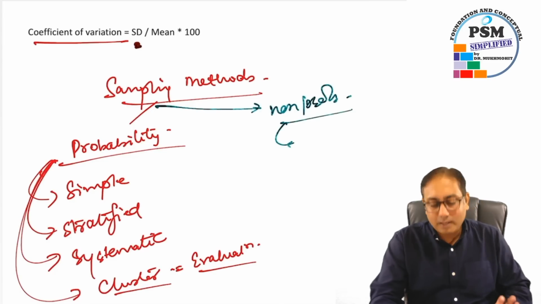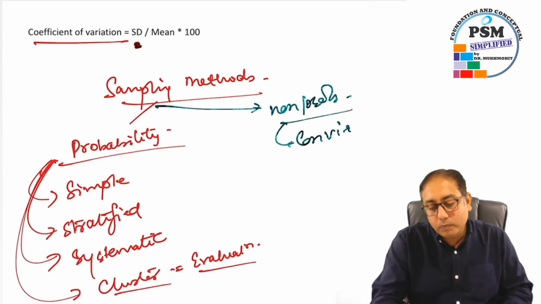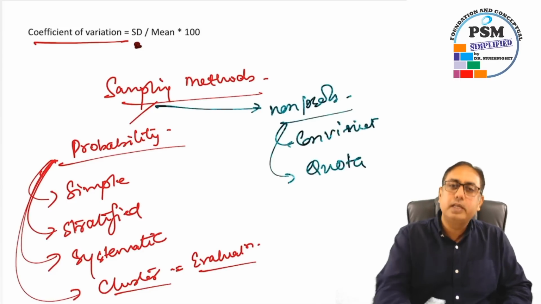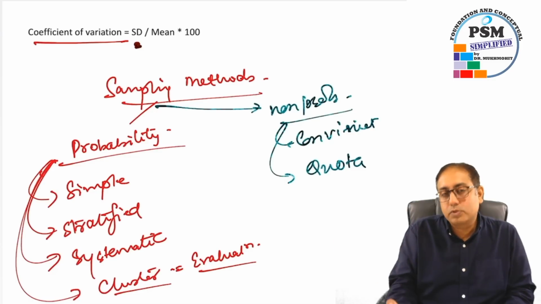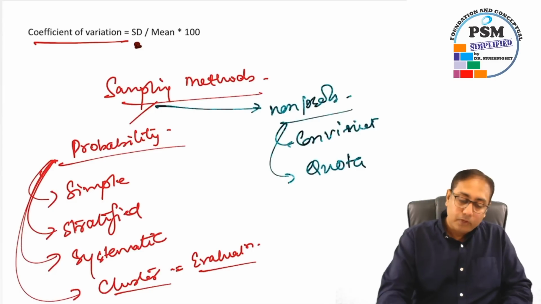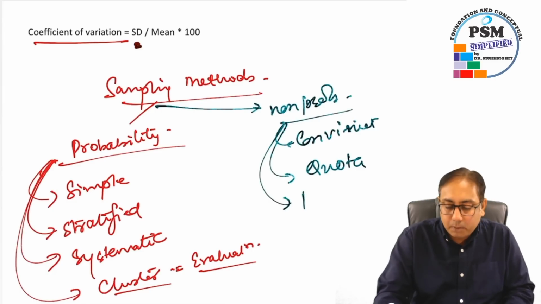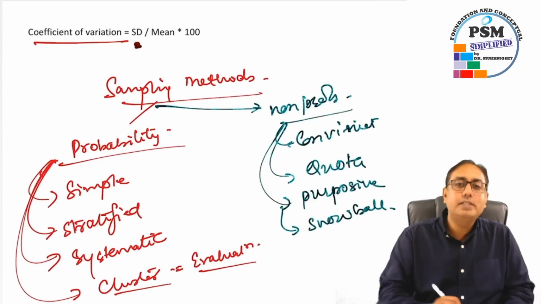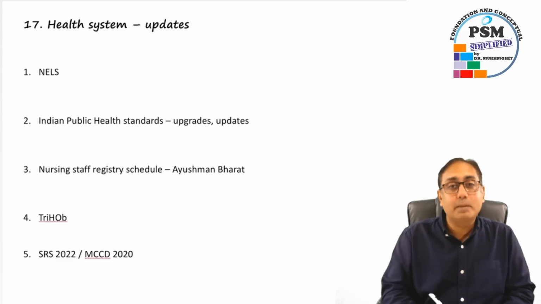Non-probability sampling is like convenience sampling. You do whatever you want to do. Or you can do quota sampling, where I always take these 10% of children who are scoring between this and this, whatever. That is quota sampling. Or we can have purposive sampling, where I do it with some purpose. Or we can have snowball sampling. All these are non-probability sampling methods.